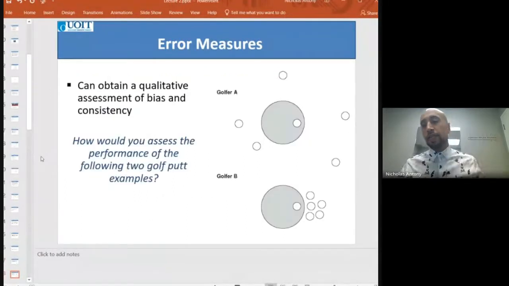So here's an example of how this kind of stuff is used. Here we have two golfers. Now, who would you say is the most accurate of the two golfers? They each did 6 trials.